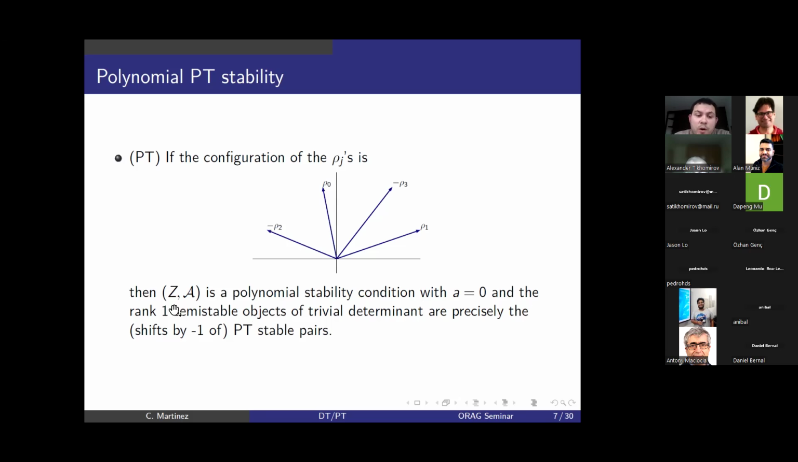And he also proves that the rank 1 semistable objects of trivial determinant are precisely these PT stable pairs, modulo shift by -1 in this case. So for this configuration of the complex numbers, he gets something that generalizes these PT stable pairs.